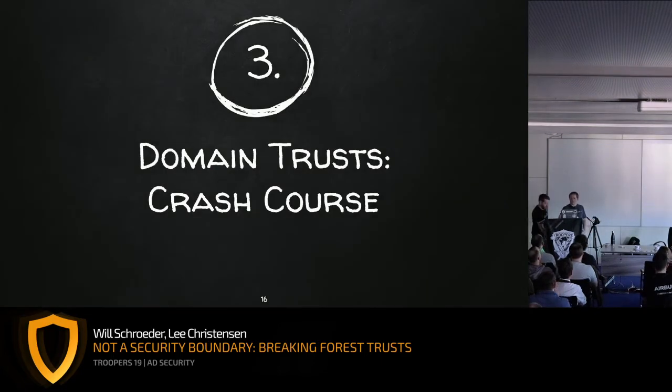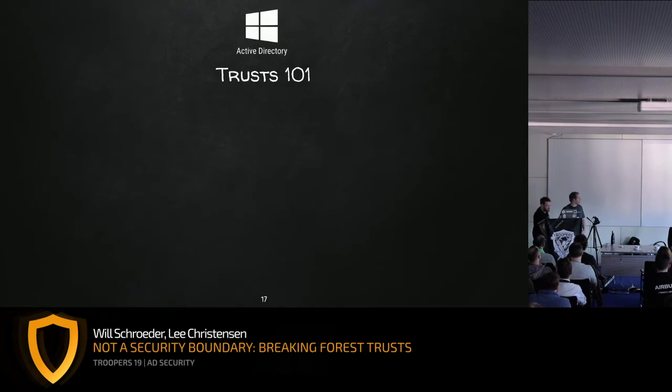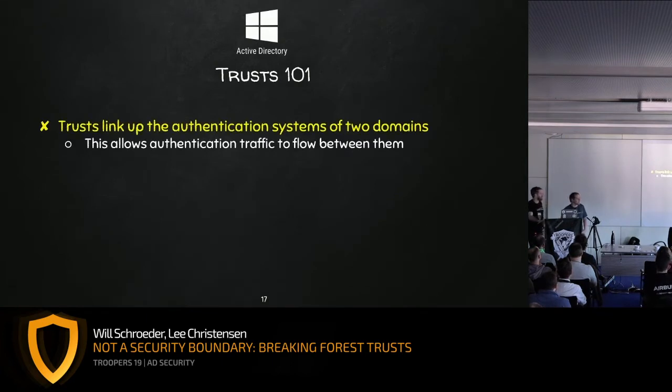So unconstrained delegation is one component. Another thing we need to review is domain trusts. Quick background on trusts: trusts link the authentication systems of two different domains. If you have multiple domains inside of a forest, or even multiple forests with domains inside of them, this allows you to authenticate to those other domains. So one user can access potentially the resources in other domains. The whole purpose is to allow authentication to flow between each domain.